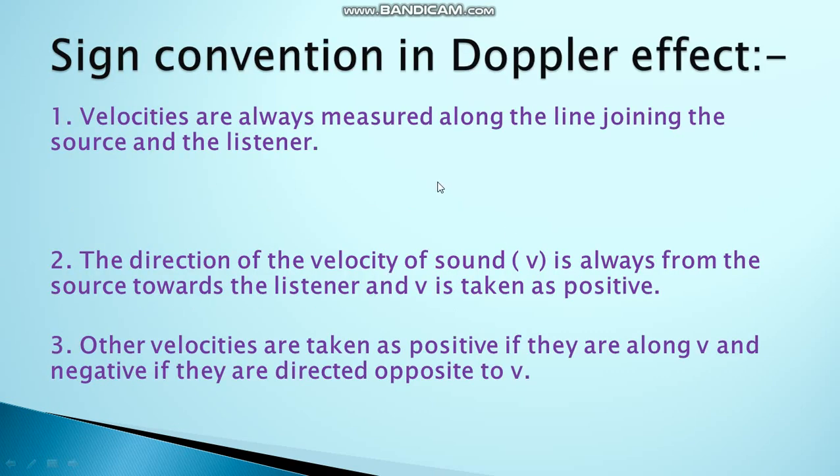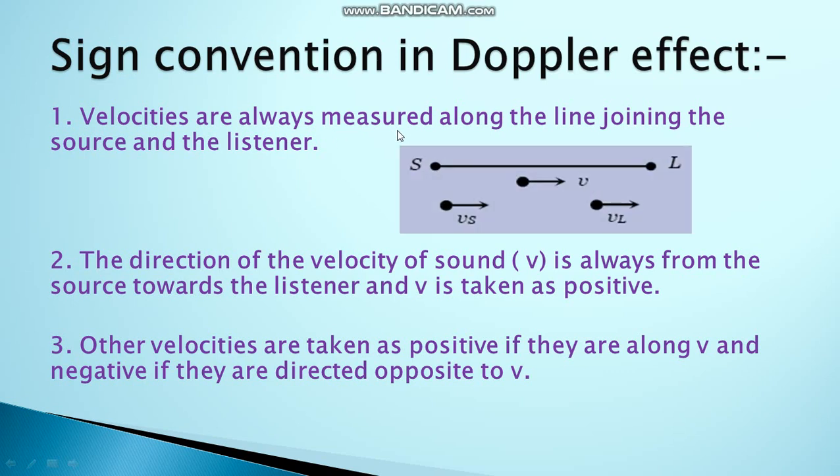In Doppler effect we will use sign conventions. Velocities are always measured along the line joining source and the listener. S is your source and L is listener. Here V is velocity of sound, Vs is velocity of source, and Vl is velocity of listener.